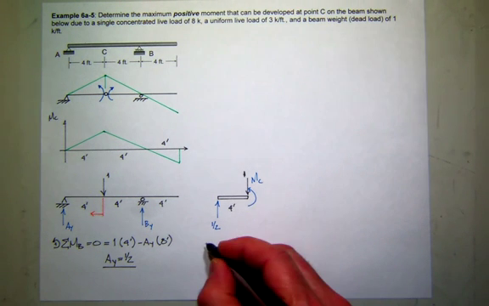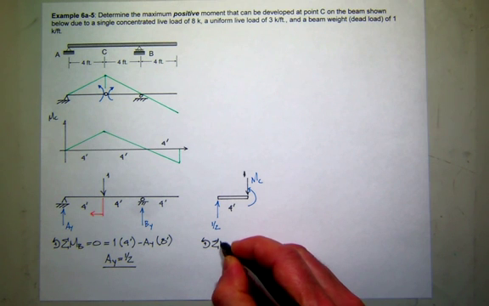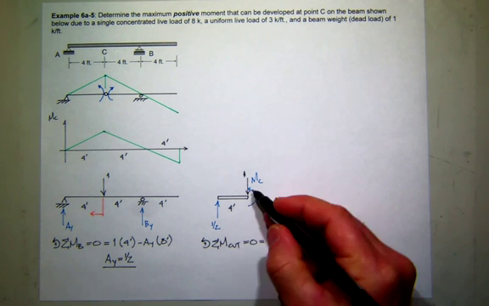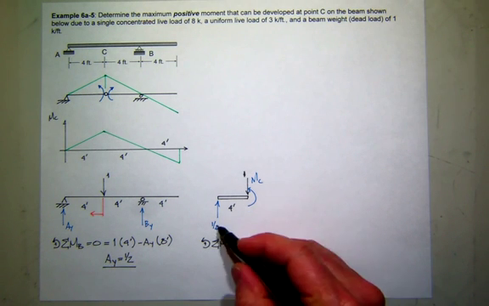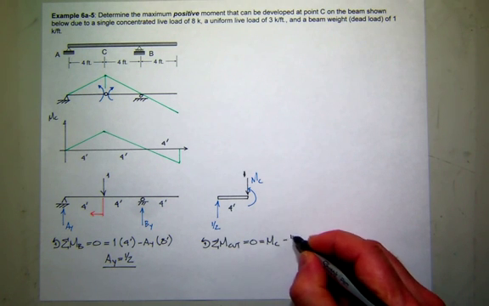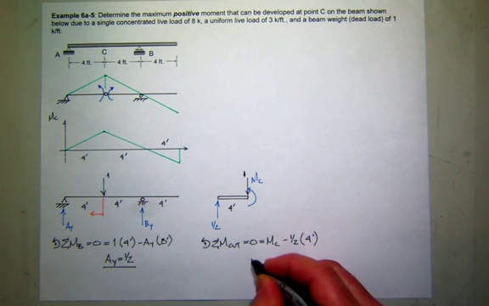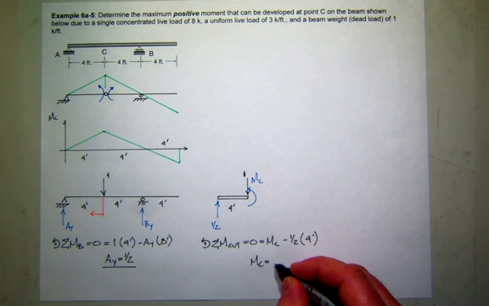From that position, I'll sum the moments at the cut. And what do I have? Well, my internal moment MC is positive with my sign convention. AY is going to create negative moment, which will be 1/2 times 4 feet. So it looks like the moment at C for this position is just 2.